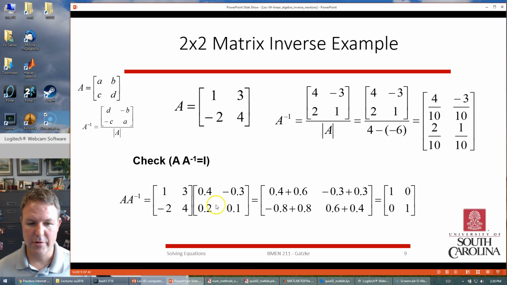This first row dotted with the second column of the second matrix gives you 0. This second row of the first matrix and the second column of the second matrix gives us 1. In this case, it works fine. And it should work for every case because this is the analytical inverse matrix for every 2x2 matrix.